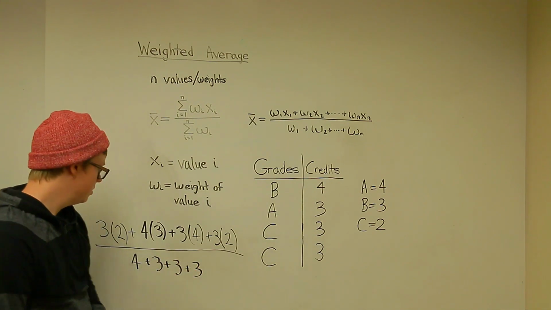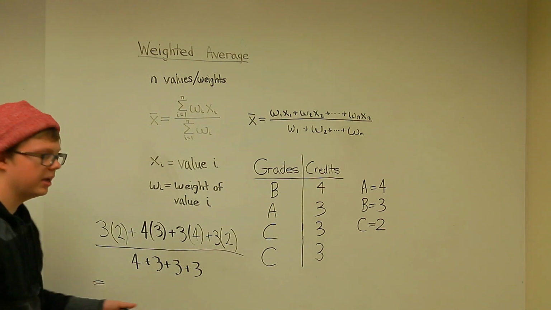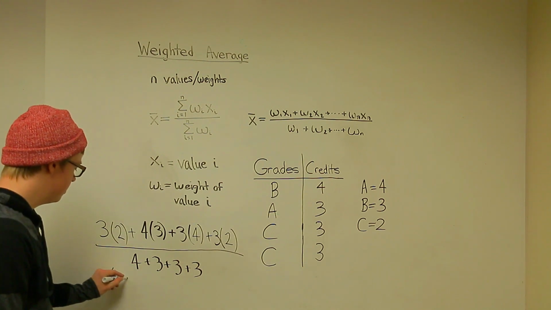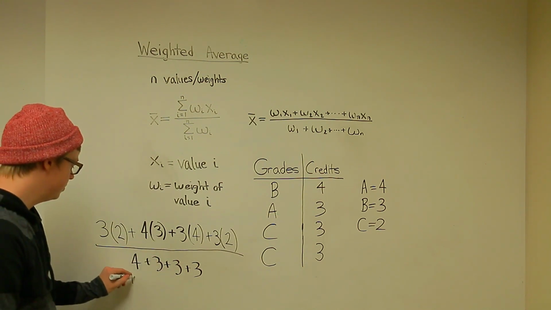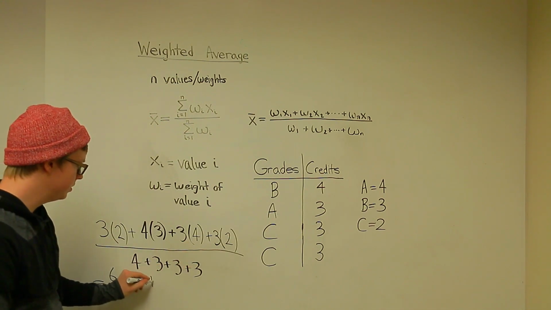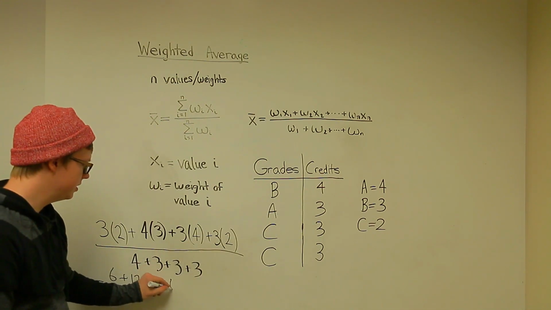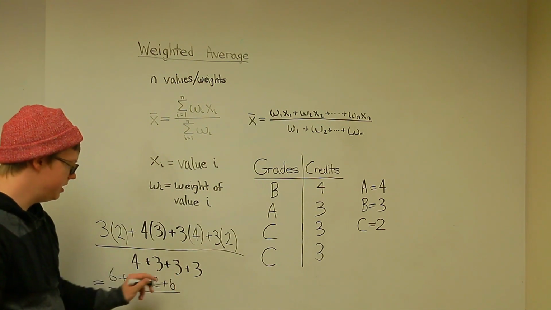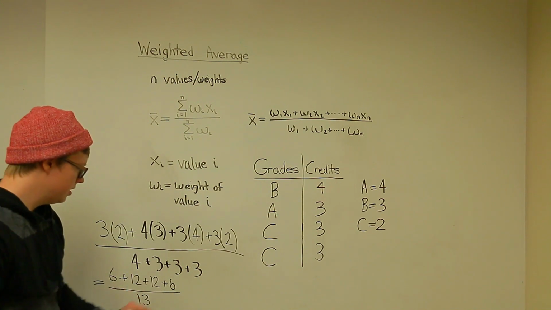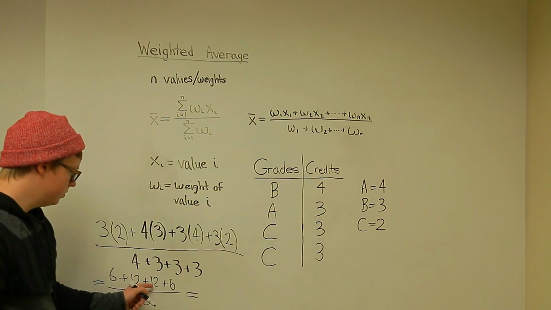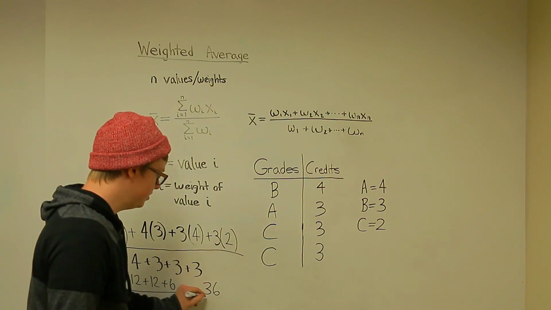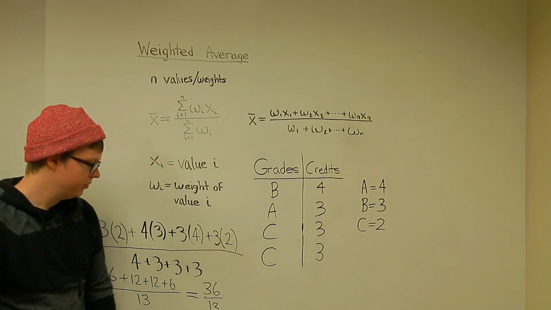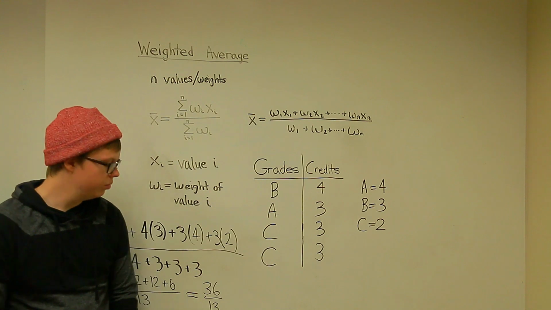So if we add those all up, you can do it in your calculator or however you'd like. We have 4 times 3 is 12, plus 3 times 4 is 12, plus 3 times 3 is 9, plus 3 times 2 is 6, and then divided by 4 plus 3 plus 3 plus 3, that gives us 13. So we have 36 divided by 13, and you can plug that into your calculator. It should be about 2.77.